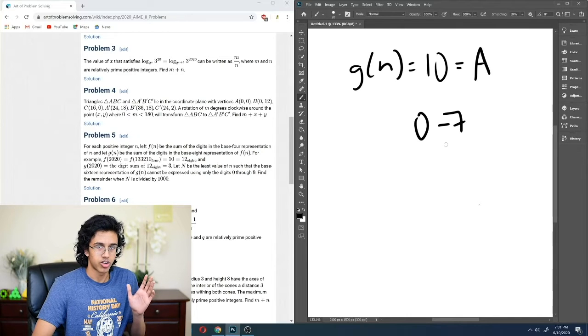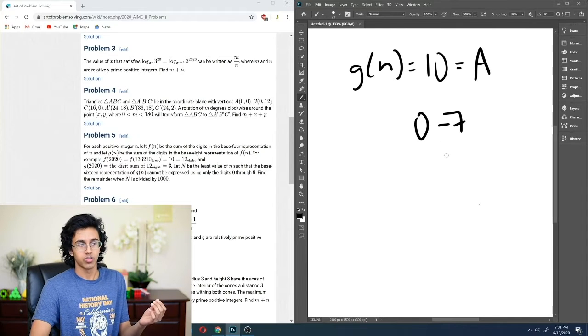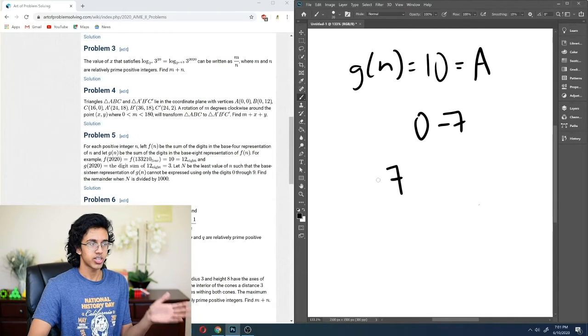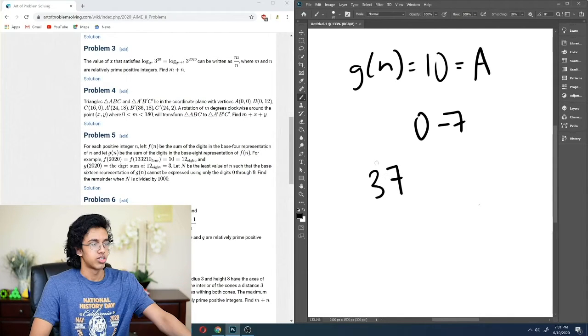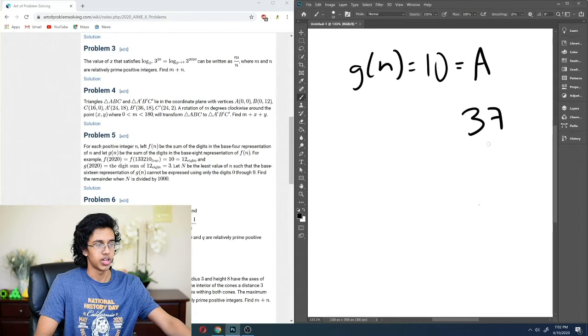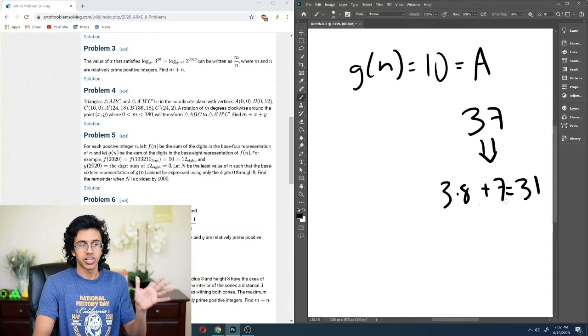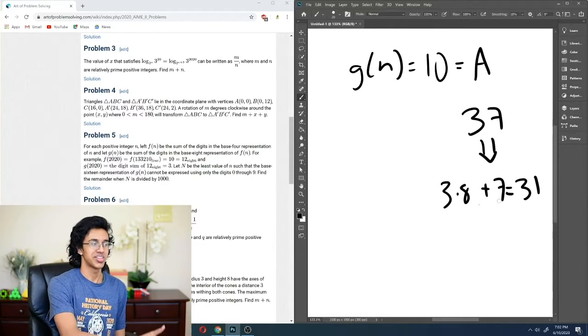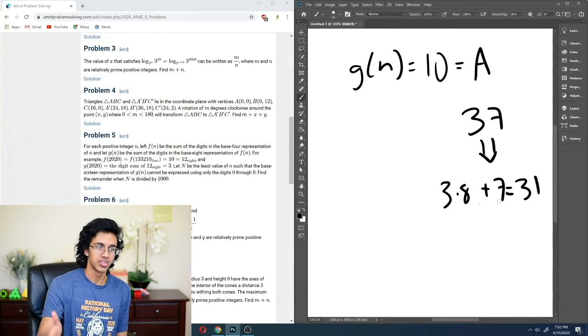So that means if we want to minimize the number we get, we want to make the last digit as big as possible, so that's going to be 7, and then the next digit has to be 3 in order to sum to 10. So this number right here is the smallest base 8 number whose digits sum to 10. Okay, and if we convert this to base 10, you basically get 3 times 8 plus 7, which is equal to 31. So essentially what this says is that 31 is the smallest base 10 number whose base 8 representation's digit sum is equal to 10.